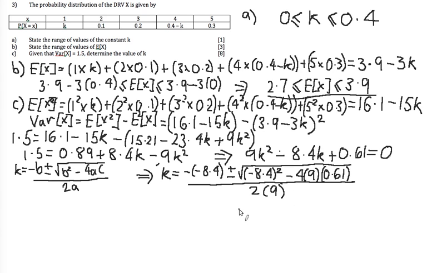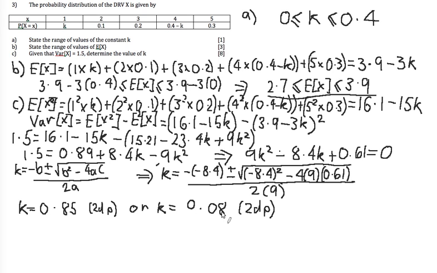Now, when you type this into your calculator, take care when you do the minus b plus the square root. Our first solution should come out as 0.85 to 2 decimal places. And then when you do the second solution, so the minus b minus the square root, you should get that k is equal to 0.08 to 2 decimal places. Okay, so marks are getting to this point.